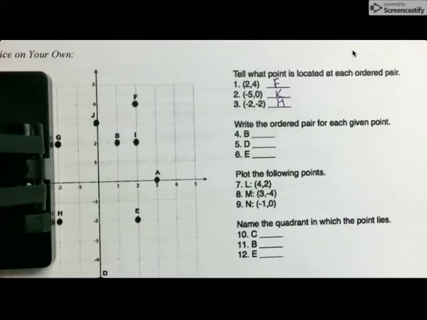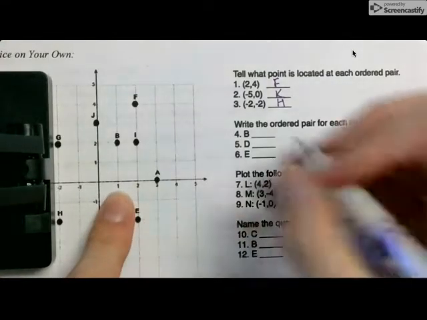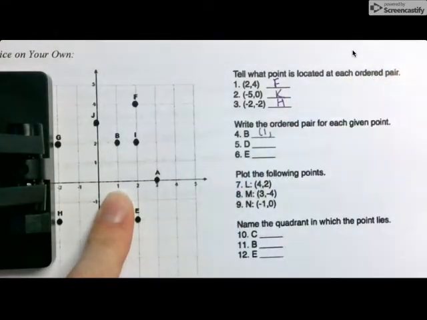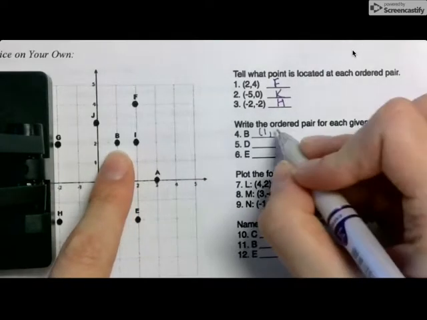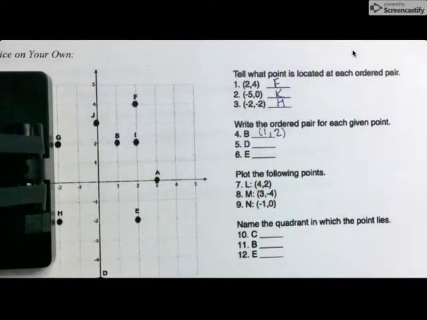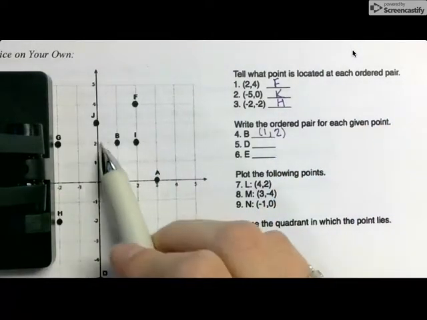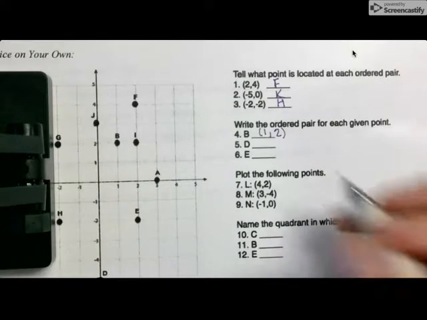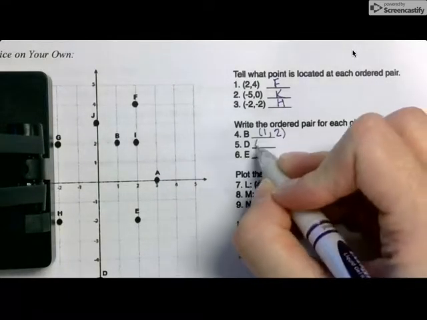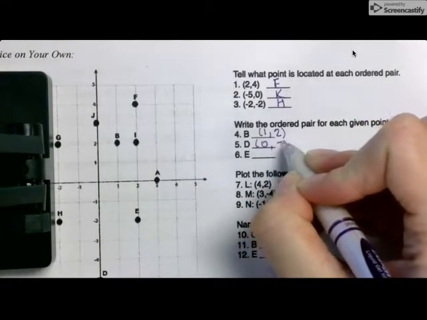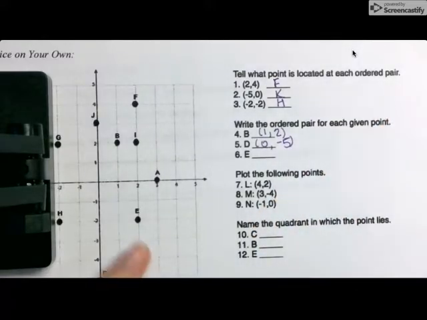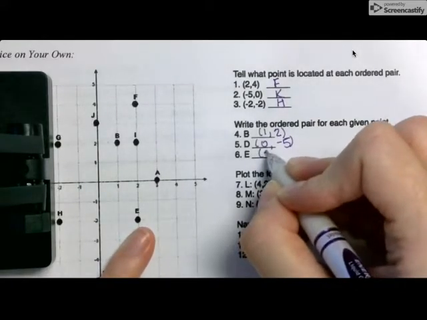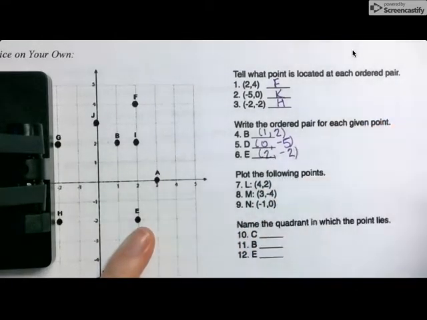All right, the ordered pair for B. 1 is the X value. 2 is the Y value. 1 on the X-axis, 2 on the Y-axis. That's it. D would be at 0, negative 5. E would be at 2, negative 2.